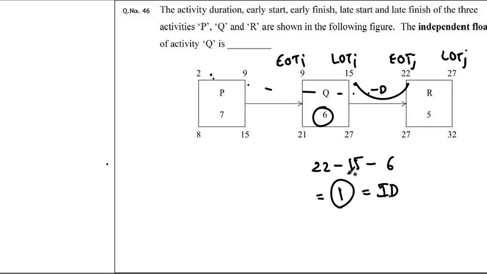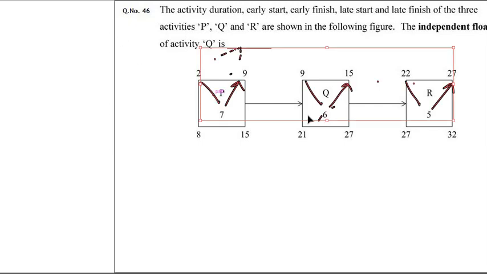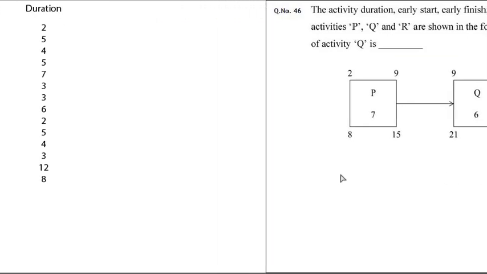So that's independent float. How do I know that this is EOTI, this is LOTI? That's because of forward pass calculation. See, for forward pass calculation you go like this: 2 plus 7 gives me 9, 9 plus 6 gives me 15, and 22 plus 5 gives me 27, right? Similarly for backward pass, all you have to do is come again backwards. So that's the simple trick to identify the forward pass and backward pass calculations. That was all about CPM.